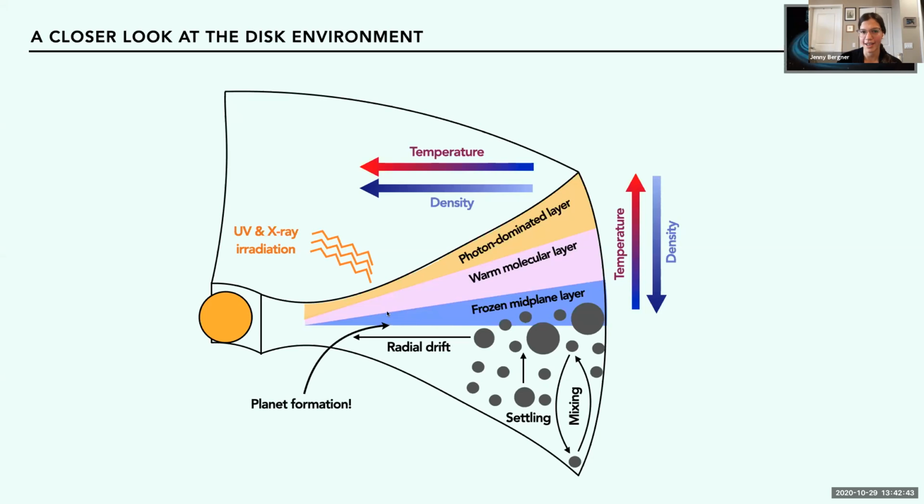So an important thing to highlight, for those of you who aren't used to thinking about planet formation, is that the planet formation process is going on in this dense frozen midplane layer where you have a lot of solids around that are able to stick together. Most of the observations that I'm going to be talking about are actually probing this warm molecular layer. So I just want people to appreciate that there's a bit of a mismatch between what we're actually able to probe observationally and the actual site of planet formation.